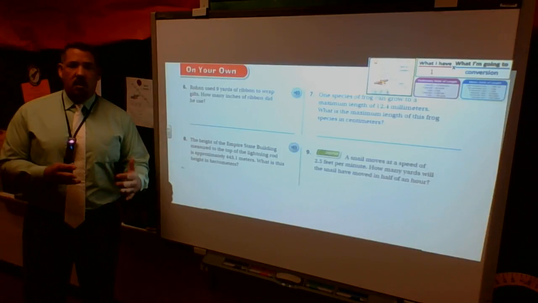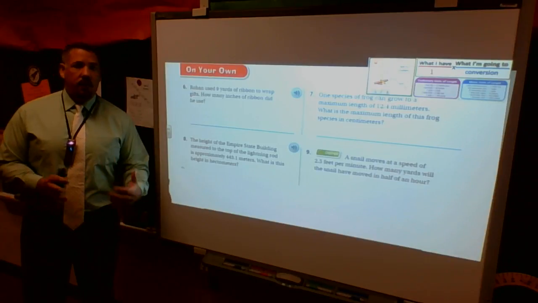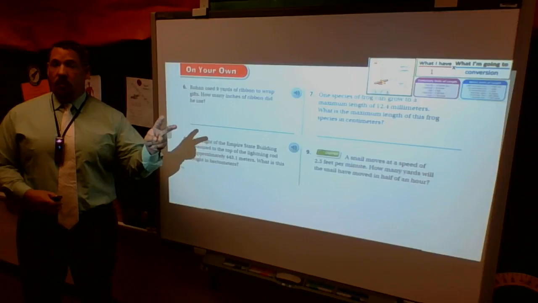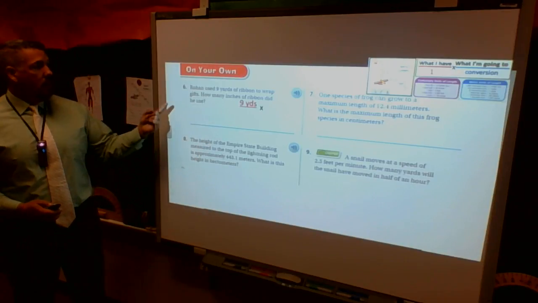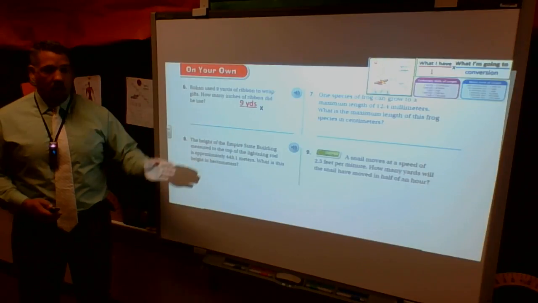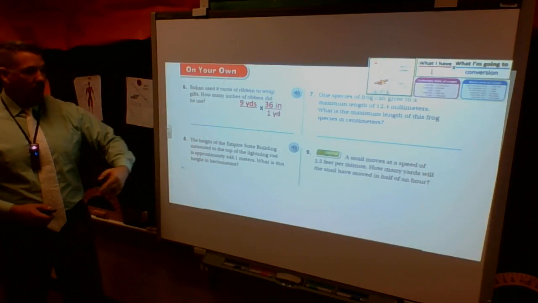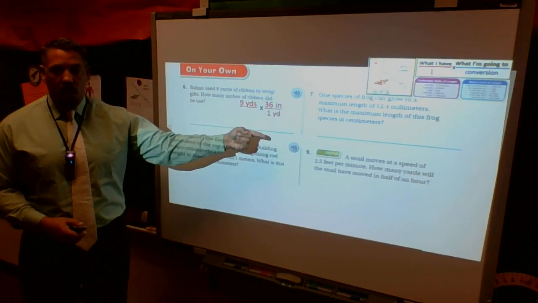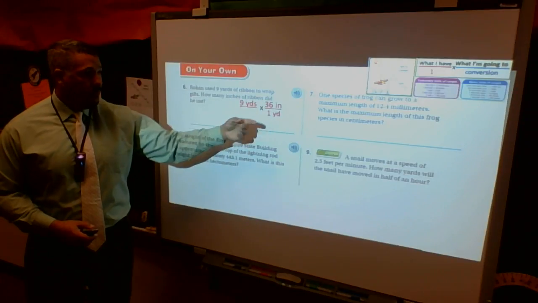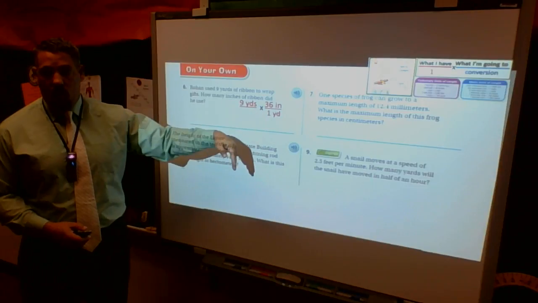So all of these extra words are just to try to confuse you. Don't let it confuse you. Look for what you have and look for what you're going to. I have 9 yards. What am I going to? Well, it says how many inches. So I'm changing it to inches. And when I know yards has to be at the bottom, if I have 9 yards, how many inches are in a yard? There are 36 inches for every 1 yard.